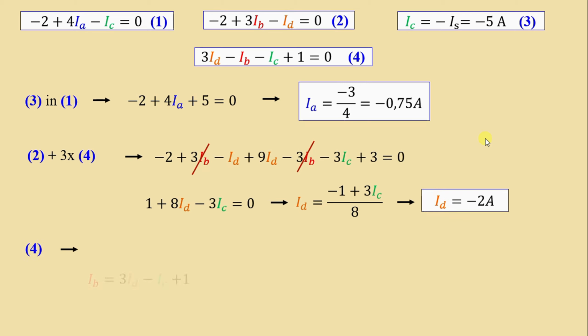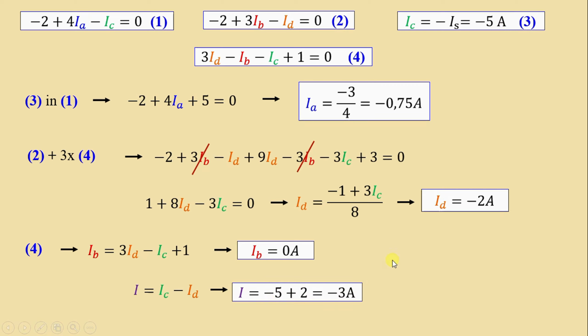We go now to equation 4. We can write from equation 4 IB is equal to 3ID minus IC plus 1. We already found ID that's equal to negative 2 amps, and IC is equal to negative 5 amps. We obtain IB is equal to 0 amps. The current I, which is the current through the resistor R5, is equal to IC minus ID. We have IC is negative 5 and ID is negative 2. Then we have I is equal to negative 5 plus 2 is equal to negative 3 amps.